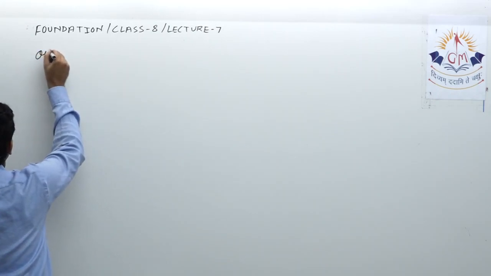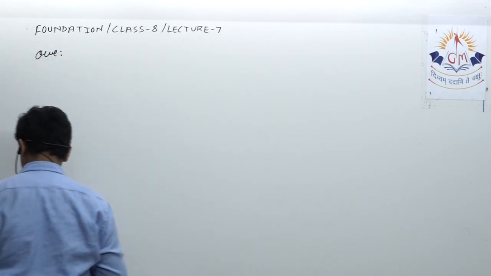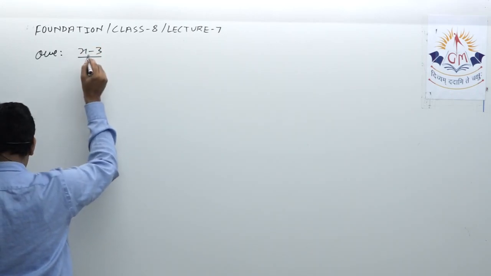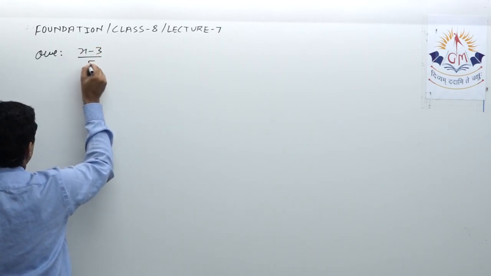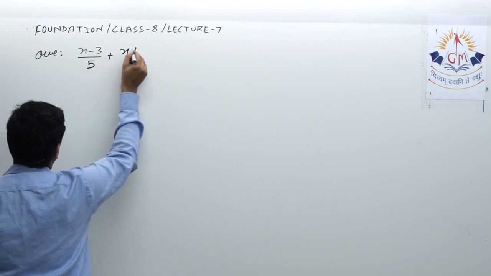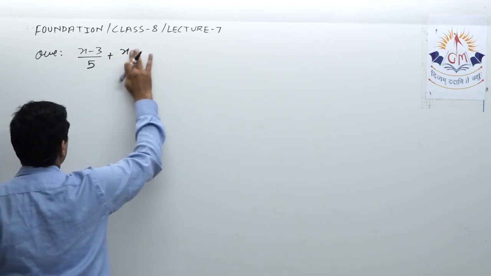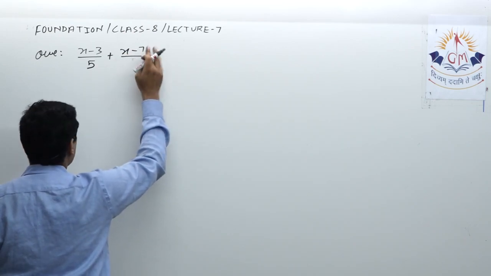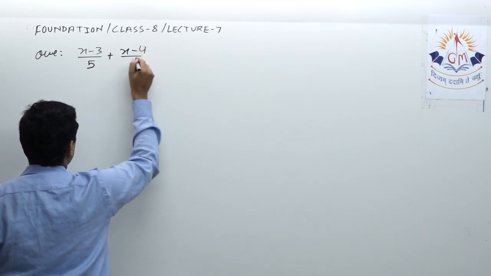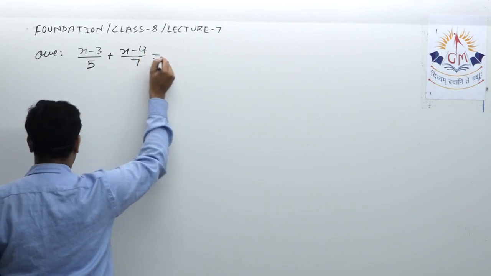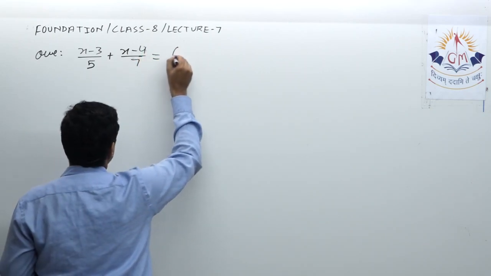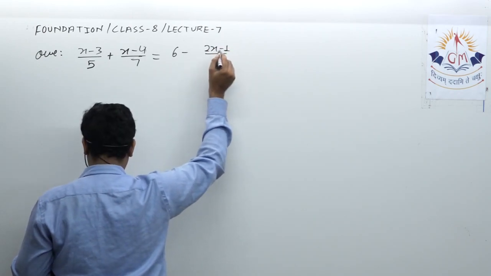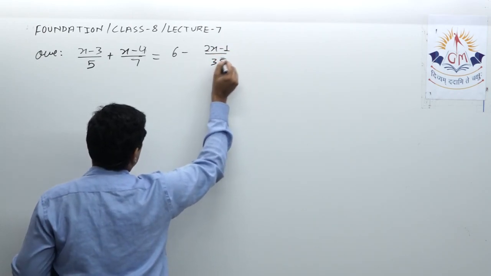So next question is (x minus 3)/5 plus (x minus 7)/... x minus 4 upon 7 is equal to 6 minus (2x minus 1)/35.